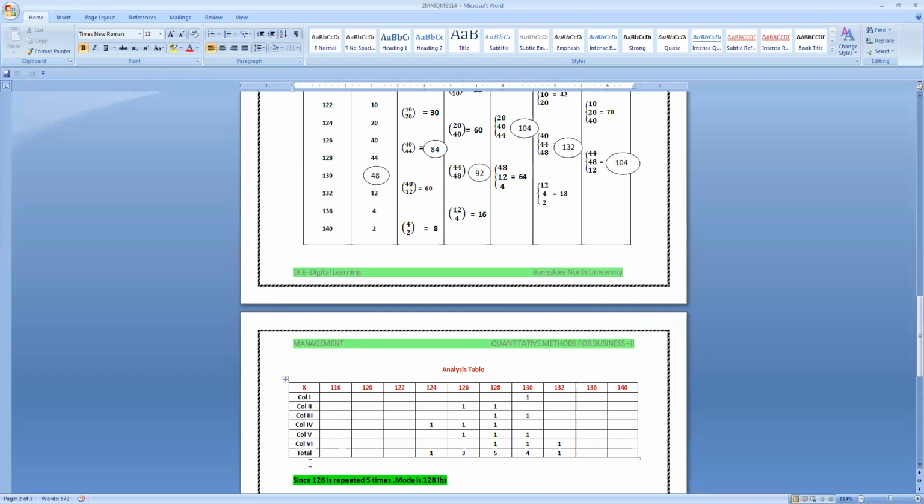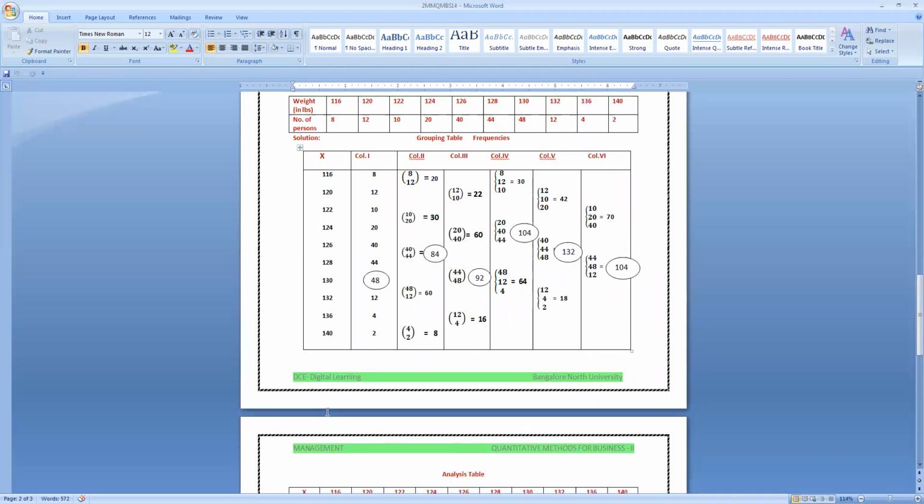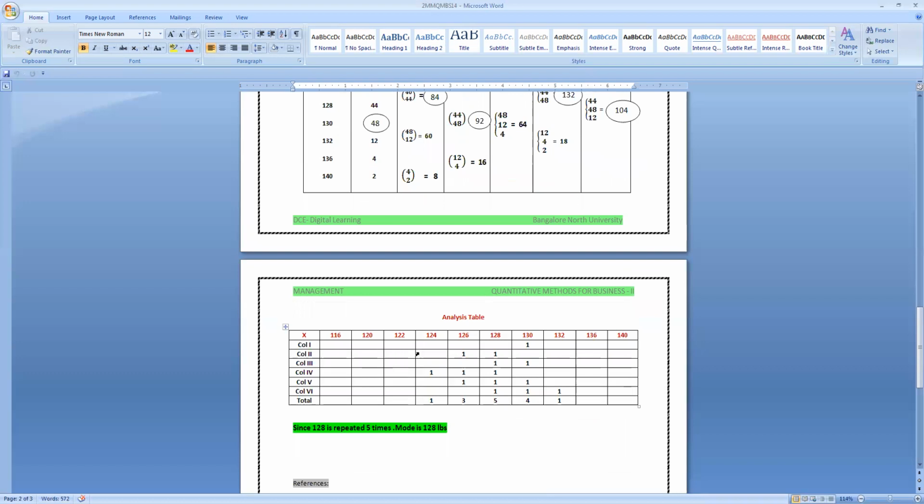Again we have to write the total. So how many columns? Six plus two: one for the variable, and the last will be the total. So in total we have to mark eight rows, and that depends upon the number of variables given in the question. Based on that we have to mark the columns for the analysis table.